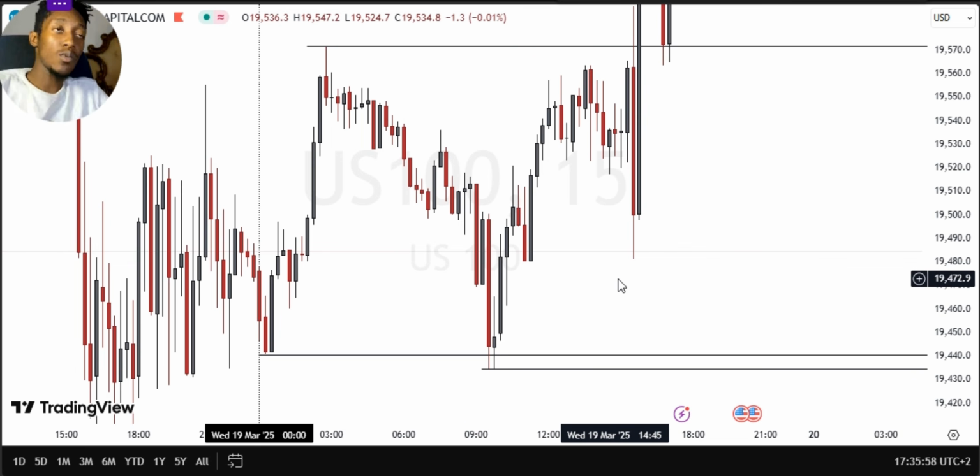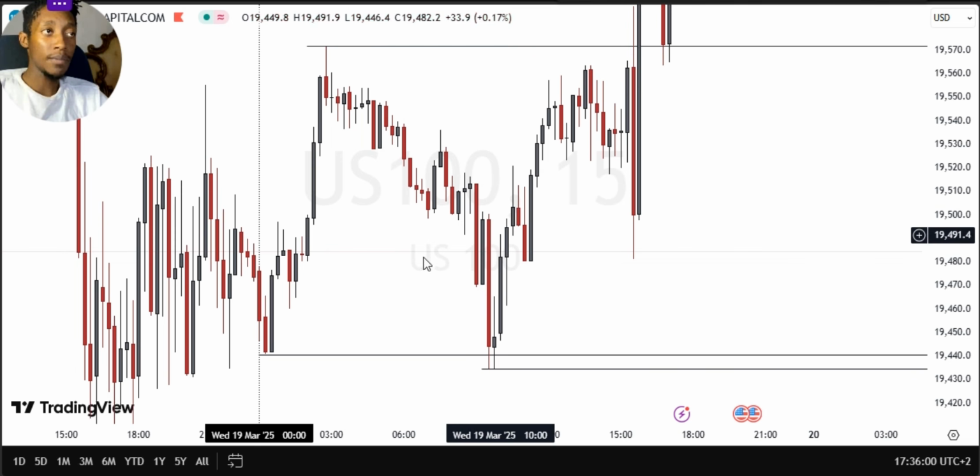On 15 minutes, we don't see those things, right? Here, we don't have a fair value gap because it was filled. And here we don't have a clear demand zone.